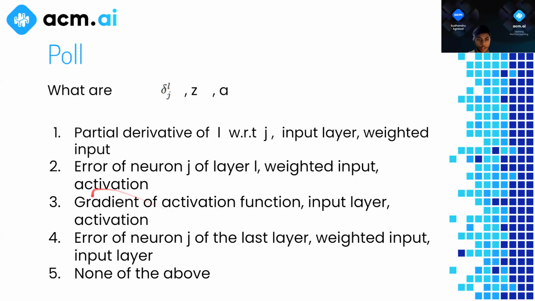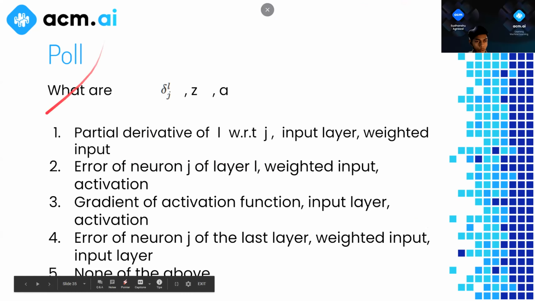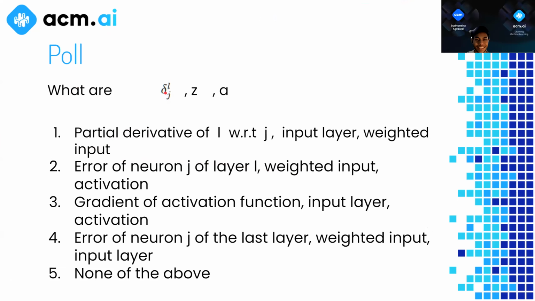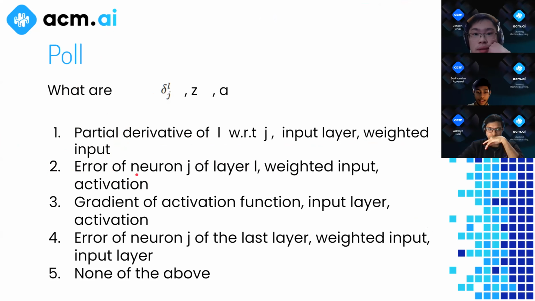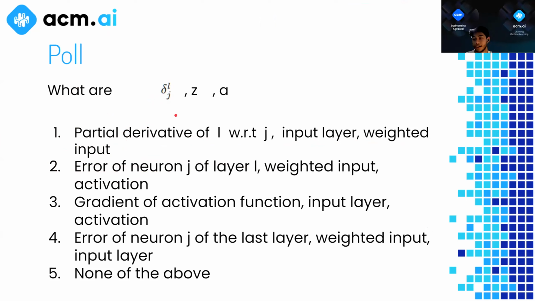So absolutely, number 2 is correct. Let me see what the other results are saying. A couple of people said number 1, and the partial derivative here is a little confusing, and that's fair. That was the trick in this question, after all. But I hope it's clear that this notation that we spent the last half an hour defining is in fact the error, and that's how we define it here.